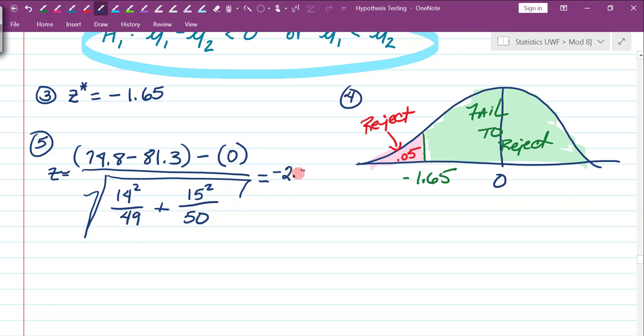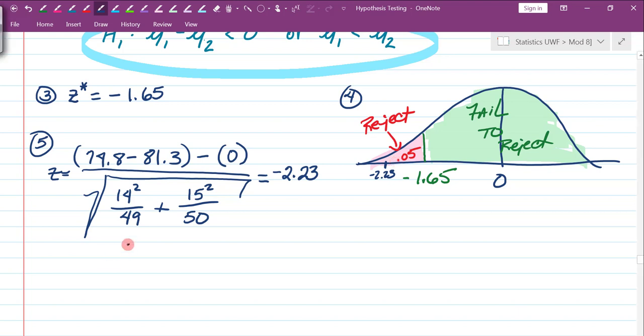2.23. So now we can plot our test statistic of negative 2.23 right over here. We get negative 2.23, and you can see that we are indeed in the rejection region. So we will then go ahead and conclude that we will reject H naught and conclude the alternative.